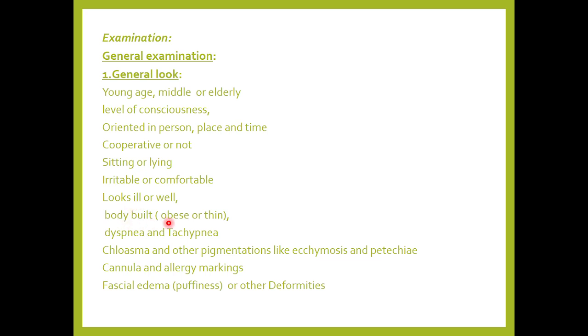The body build: is she obese, overweight, thin, underweight, and so on? Whether there is dyspnea and tachypnea, if the patient has difficulty breathing or is breathing very rapidly. The chloasma or mask of pregnancy, and other pigmentation, for example, ecchymosis or petechiae in any area exposed to you at the time of examination, for example, the dorsum of the hand, the face, and any exposed area.